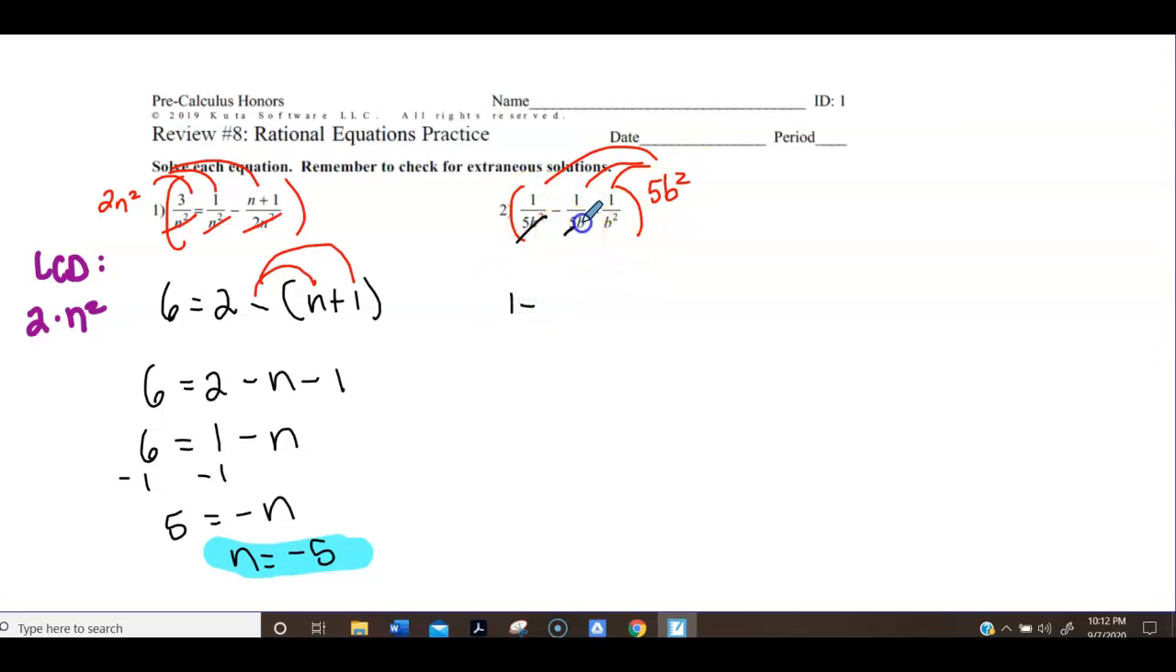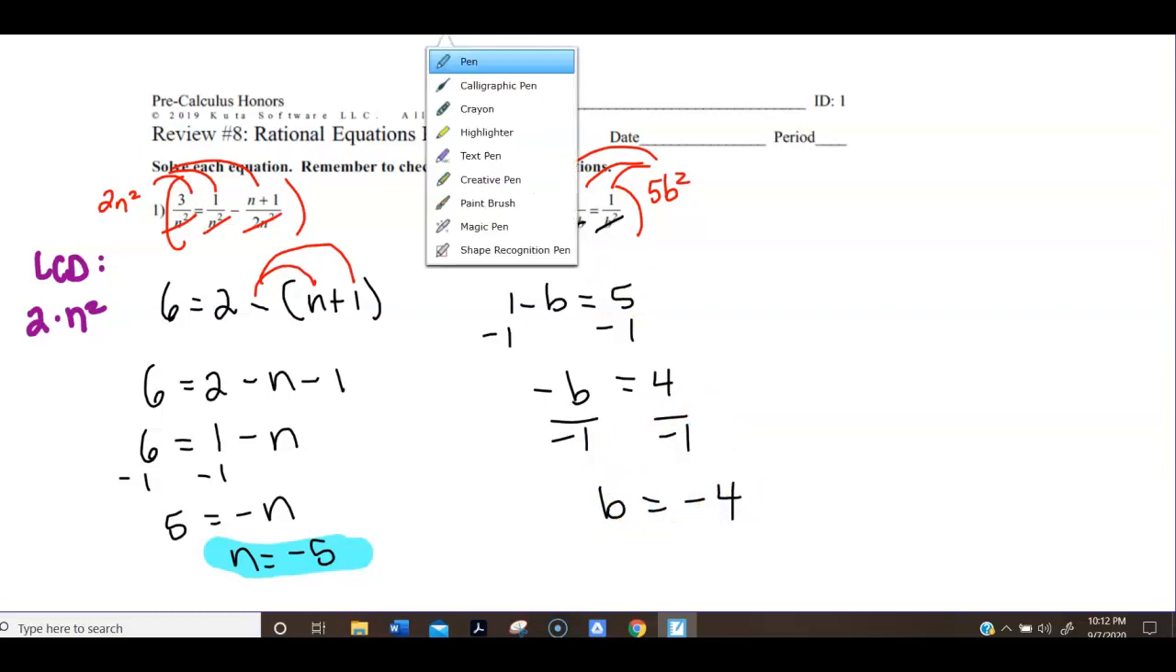Subtract. The 5b will cancel with the 5b, but I'm still left with a b equals. The b squared will cancel with the b squared, and that leaves me with a 5 times 1, which is 5. So subtract the 1. The opposite of b is equal to 4. Divide that negative to the other side, and b is equal to negative 4.